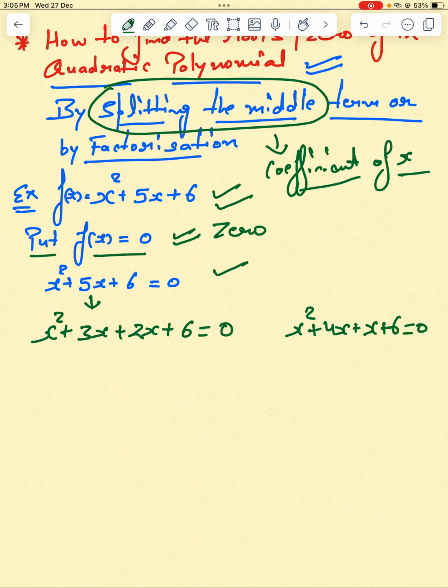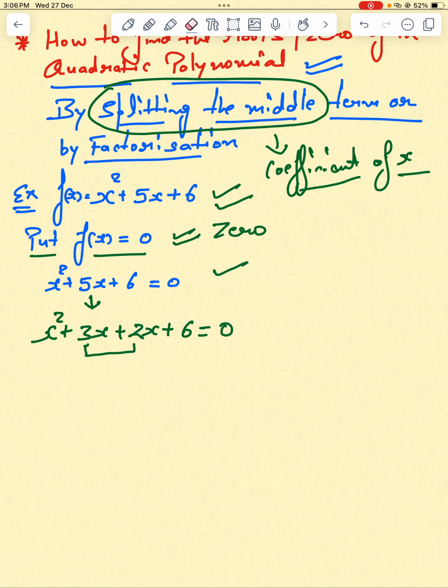Both will give you the same equation, because the multiplication of the two parts should be equal to the coefficient of x square multiplied by the constant, that is 6. So here the coefficients of x after splitting, if we multiply them, should also be equal to 6. So that's the way to do it.